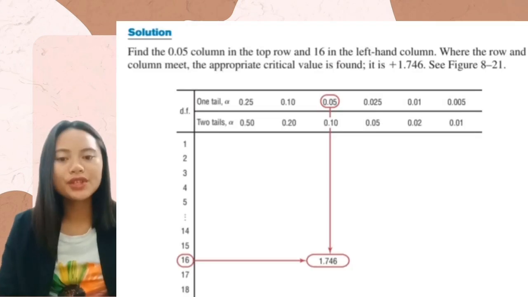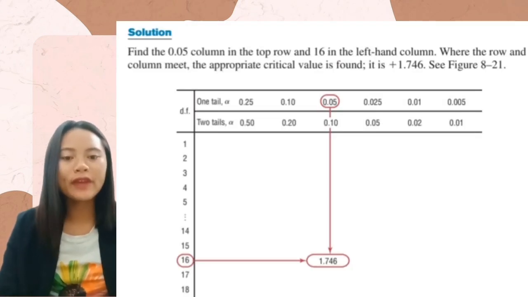For this solution, we find the 0.05 column in the top row and the 16 in the left-hand column. Where the row and column meet, the appropriate critical value is found. It is positive 1.746. When you test hypotheses by using the t-test or traditional method, follow the same procedure as for the z-test except use Table F.